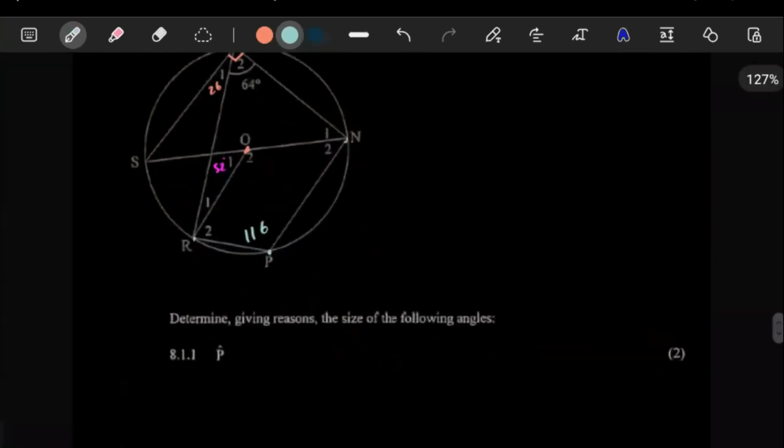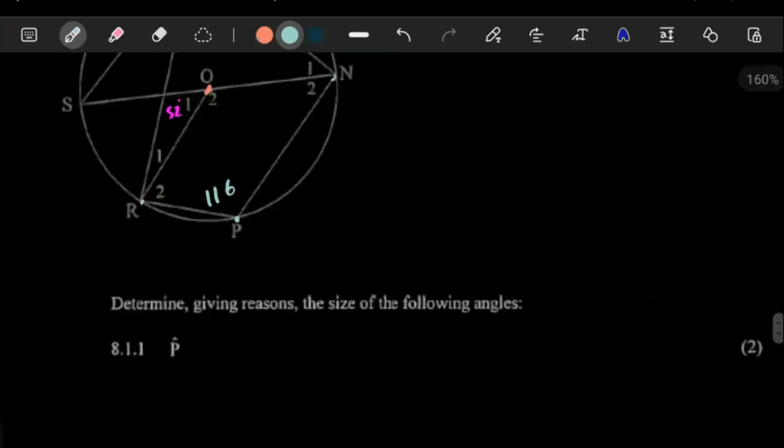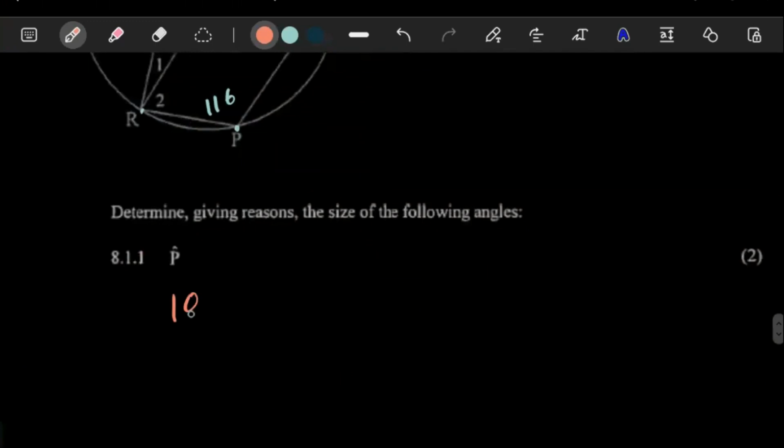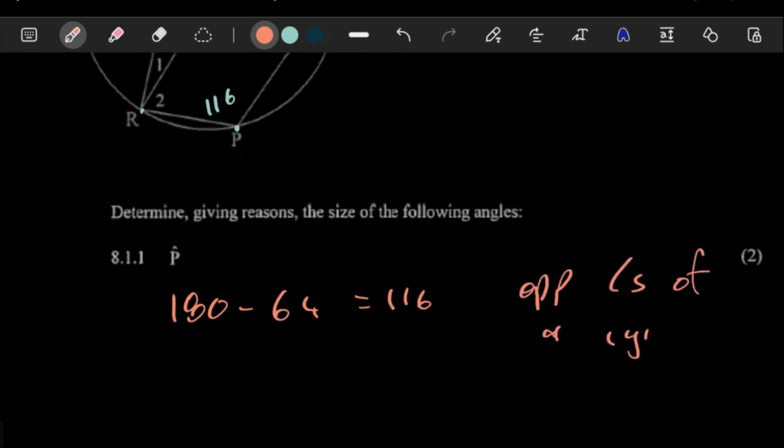So with this being said, they said you determine, giving reasons, the size of the following angles. The first one is P. 180 minus 64 is equal to 116. The reason for that is opposite angles of a cyclic quad. There we go.